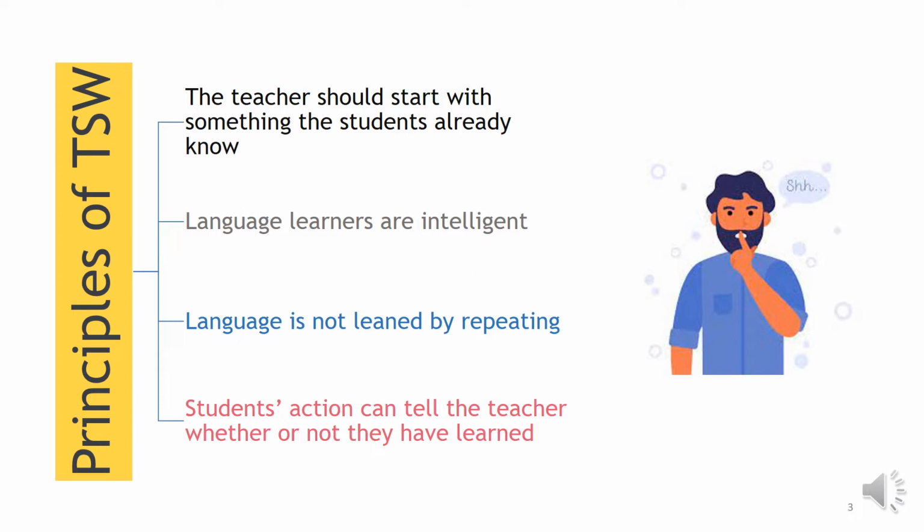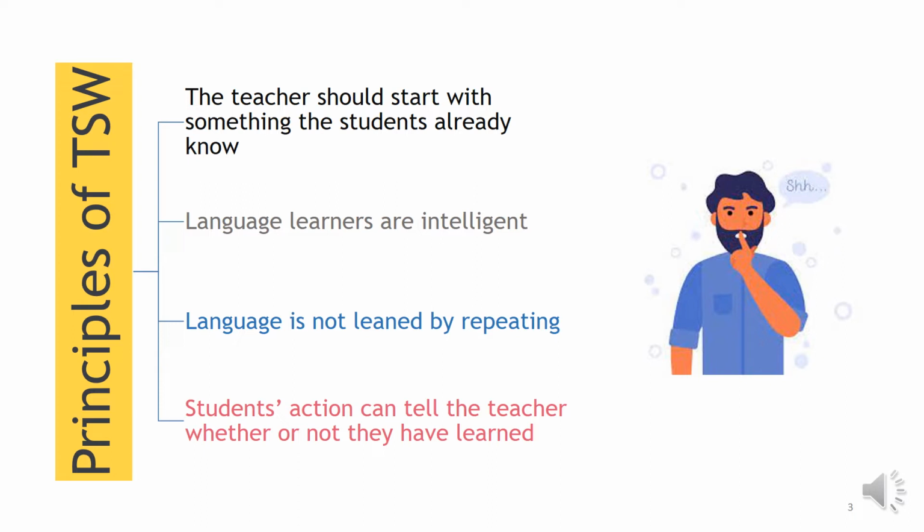The second principle is that language learners are intelligent. So when a teacher comes to teach his student or her student and assumes that these students have no knowledge, or have only little knowledge, he is wrong here. They are already intelligent. Okay.